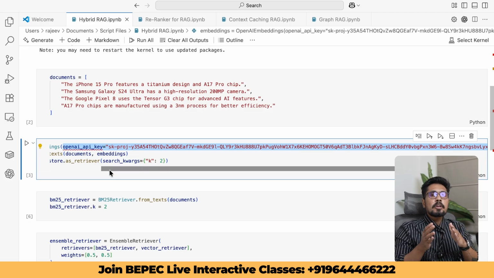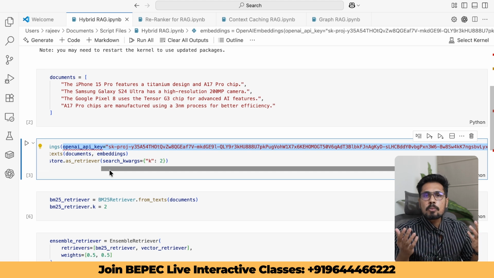So now, in case you are unable to retrieve based on the meaning, there can be similar documents or chunks which have a similar meaning, but one can be about the A17 or A18 chip, and another can be about the A19 chip. So why does it go wrong?